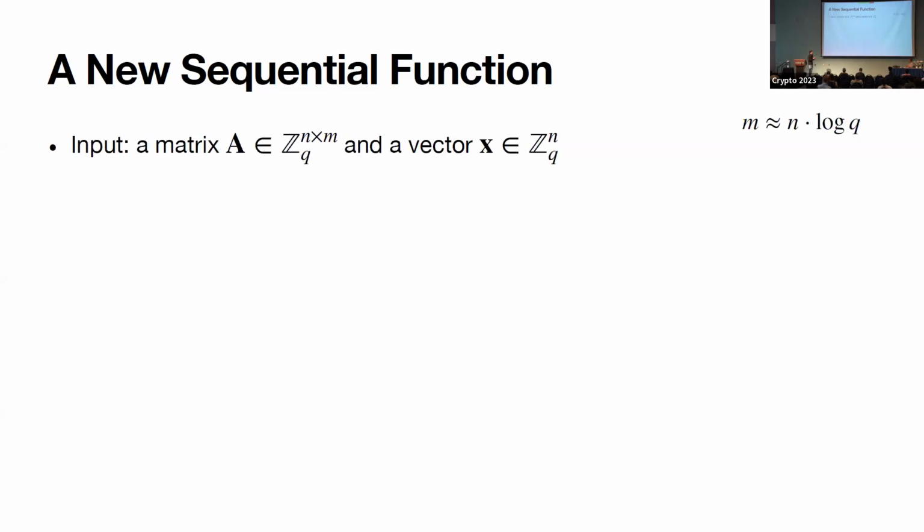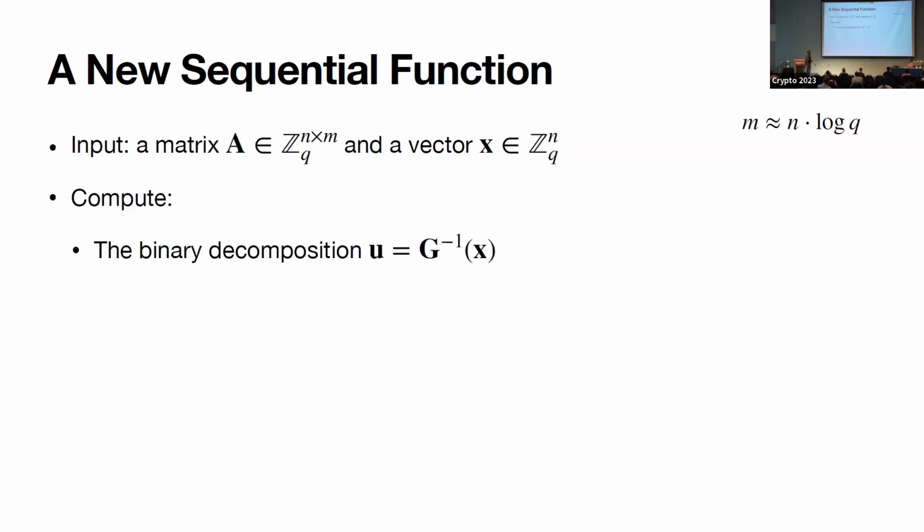Okay, so without further ado, I'll present you our new sequential function. The input of this function is a uniformly sampled matrix A and a uniformly sampled vector. And the function proceeds as follows. First, it computes the binary decomposition of the input. And then it computes this linear function, A times U mod Q. Okay, this is the function.